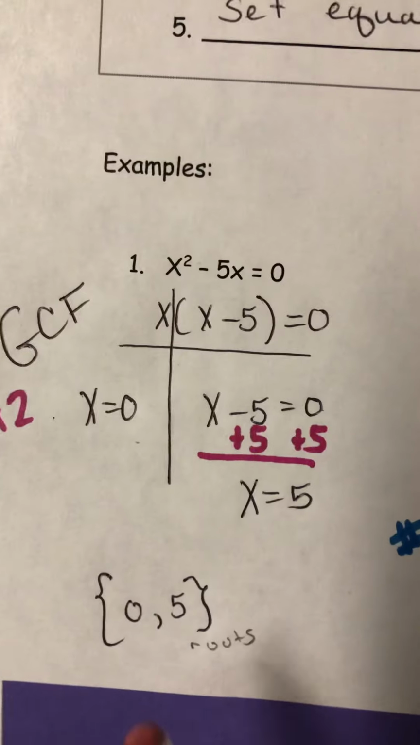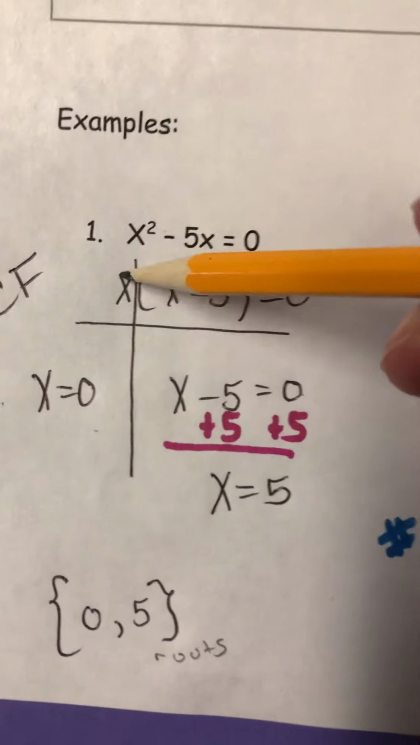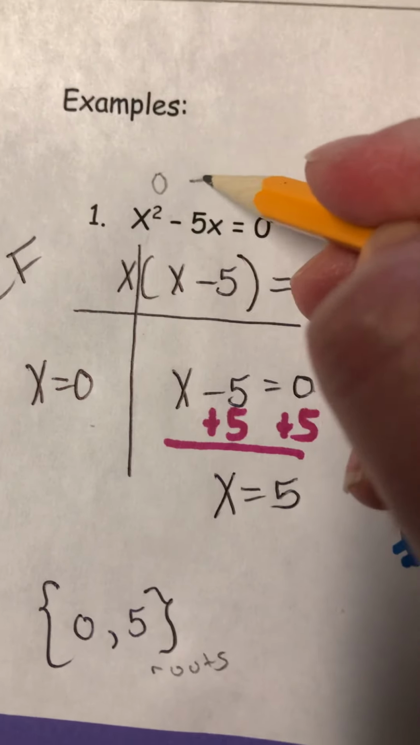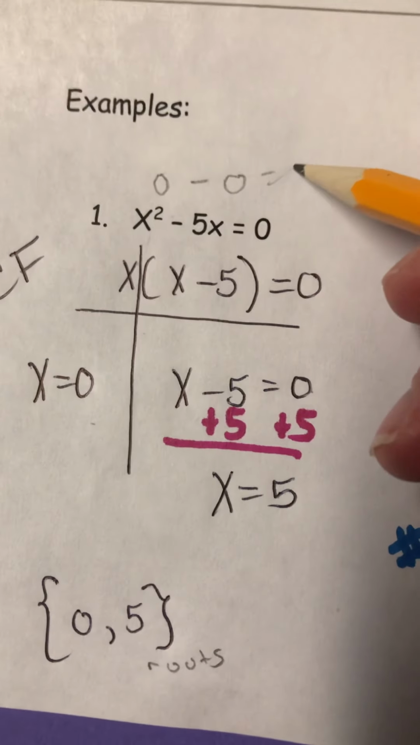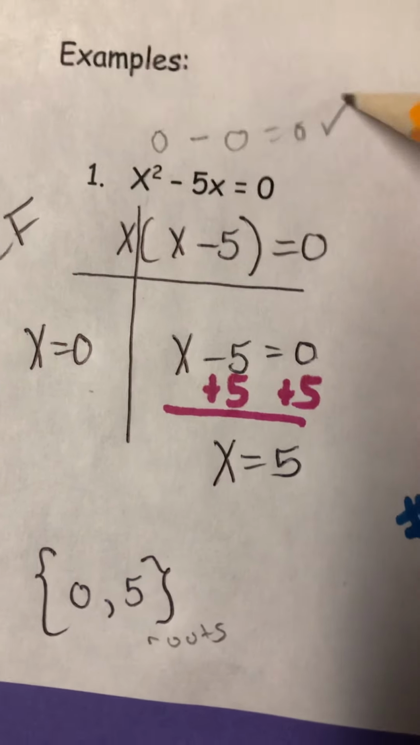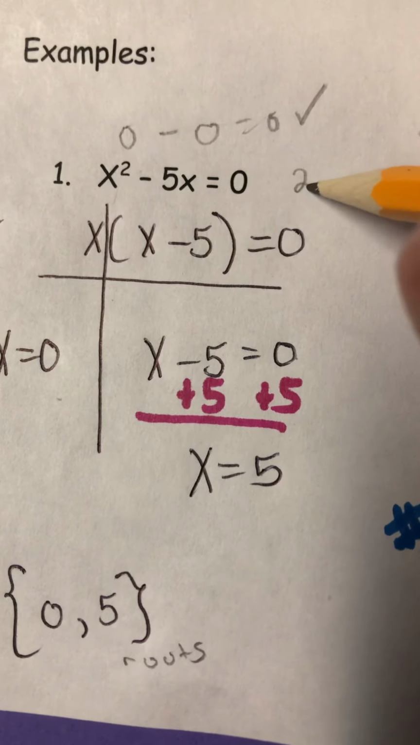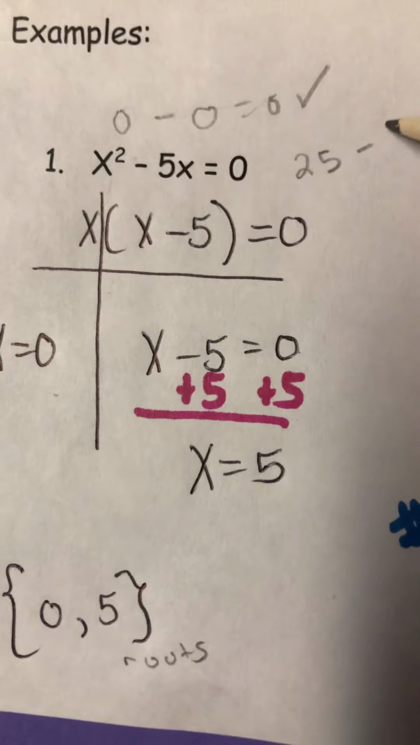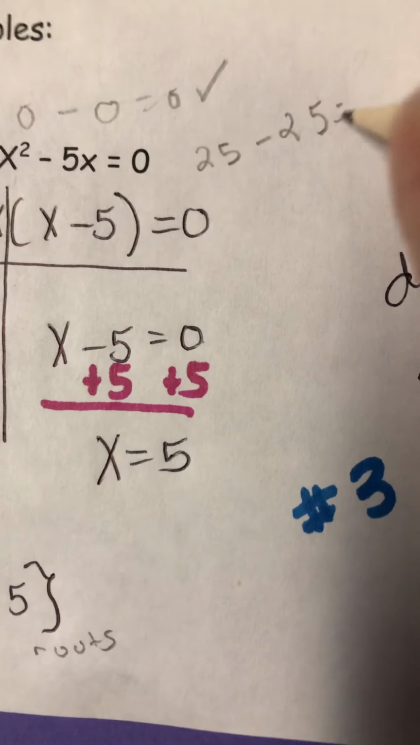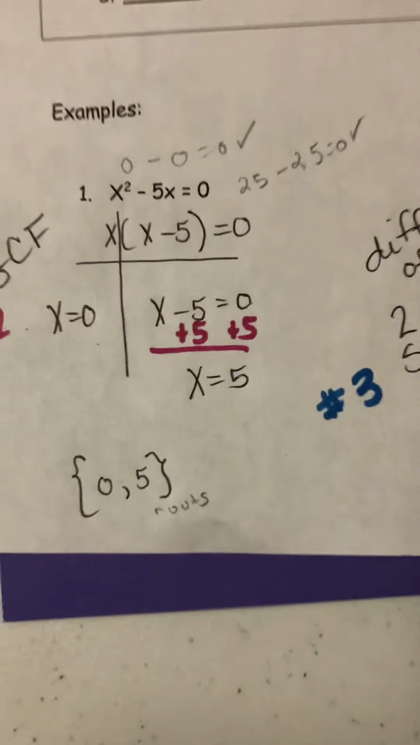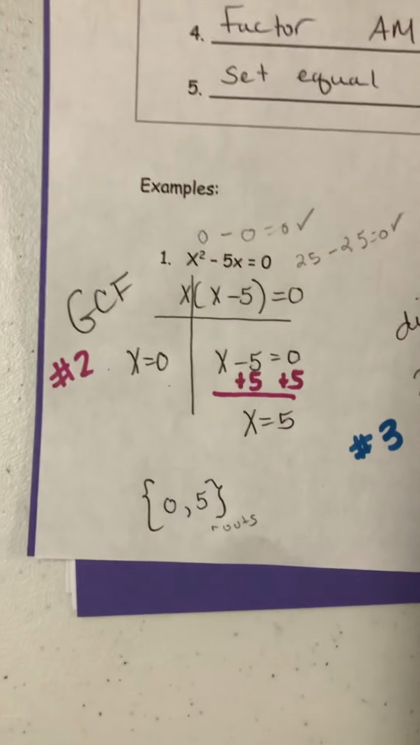How can you check your work? If you go back to the beginning, if you plug in 0, 0 squared is 0, minus 5 times 0 is 0. Doesn't it check? Yes, it does. And you do the same thing if you plug in 5. 5 squared is 25. Minus 5 times 5 is 25, and sure enough, it does check. It equals 0. I usually don't ask you to show the check, but I know this week Mrs.